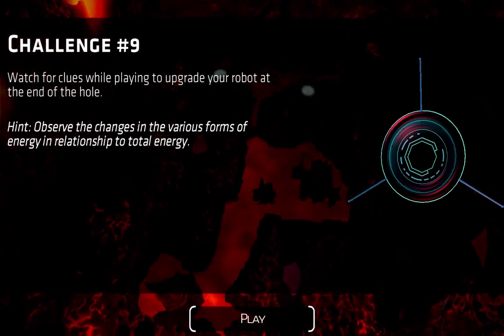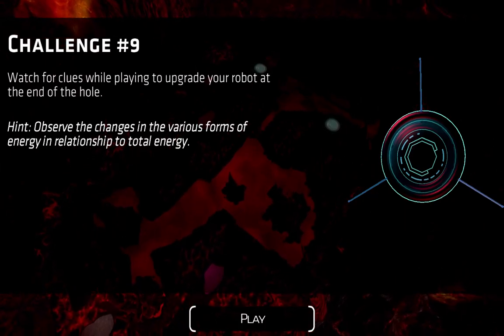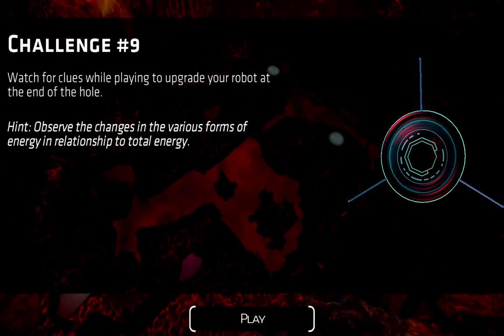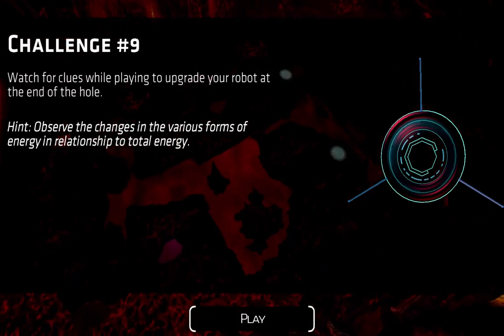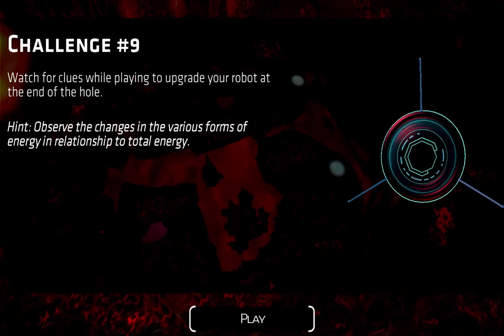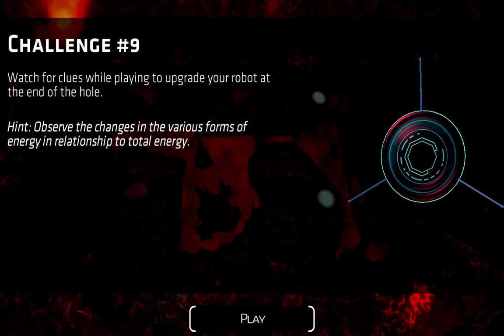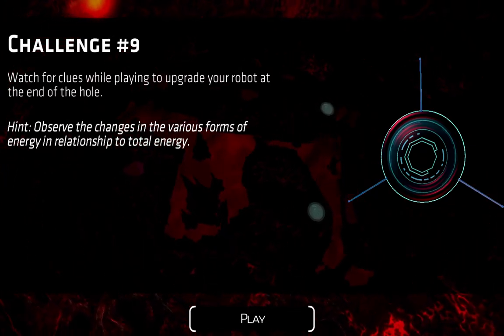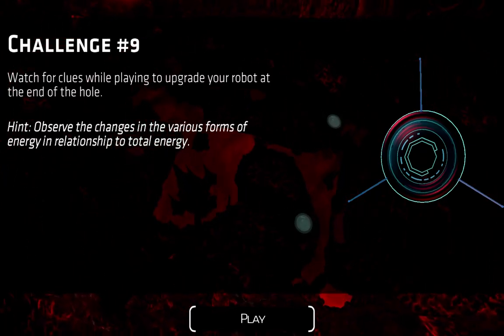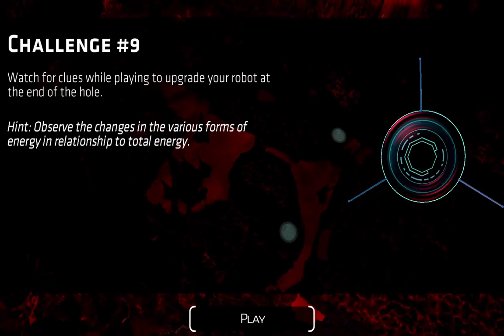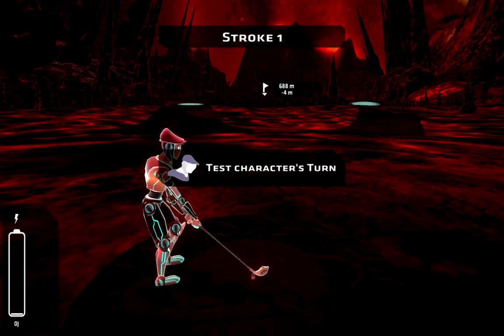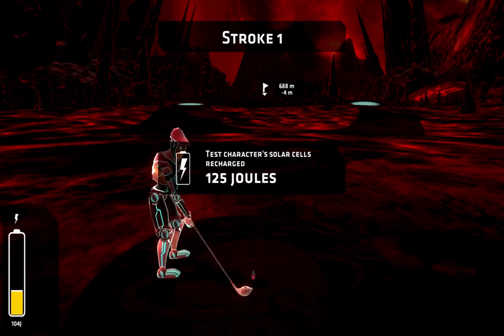So it says, observe the changes in the various forms of energy in relationship to the total energy. Now the key here is total energy, because in each isolated system that we are observing, during the ball flight and initially when we input into the ball, we are looking at a total energy that should remain constant if conservation of energy is correct. So let's play through and see if we can see that during any of the visuals.